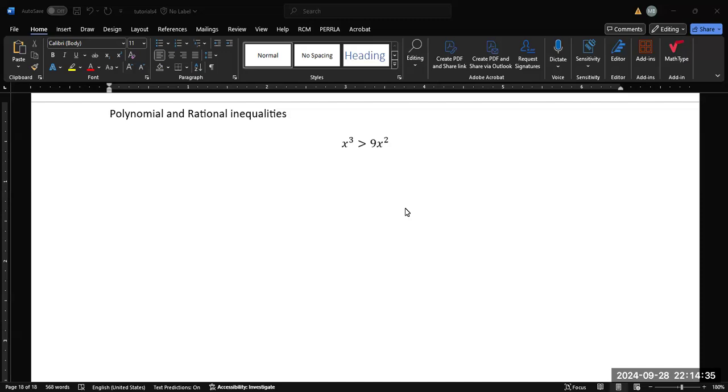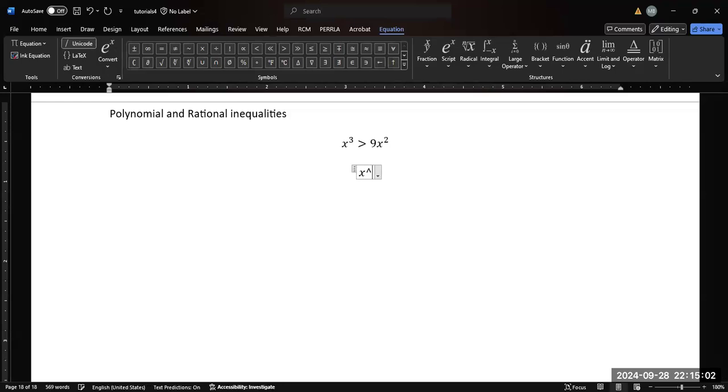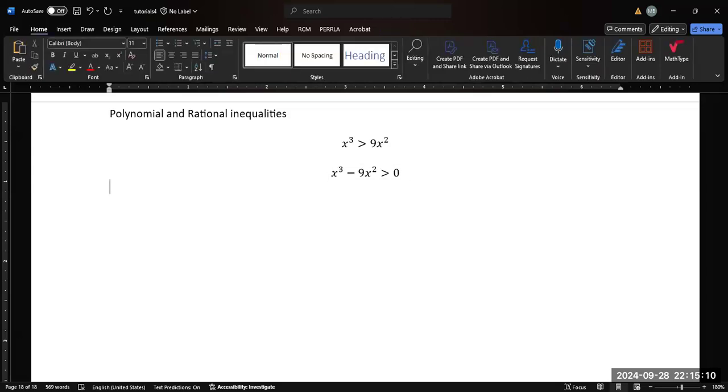And then the main idea for both of these is we want to be able to compare these to zero, because that gives us the ability to factor. And we don't have that when we don't have a zero. So what we're going to do is the same way we would do if we were solving the equation for equal to zero. We move everything to one side of the problem, and then we go from there. So I'm going to move the 9x squared over, greater than 0. And then we factor.